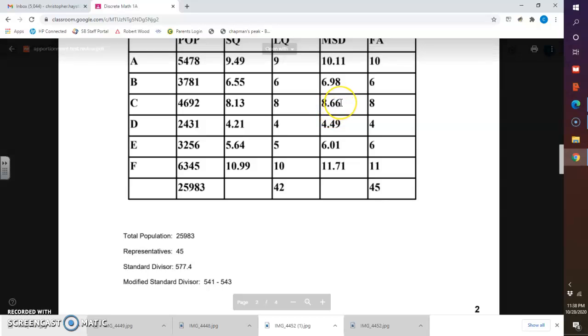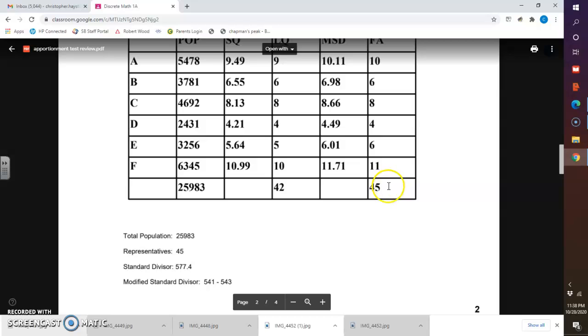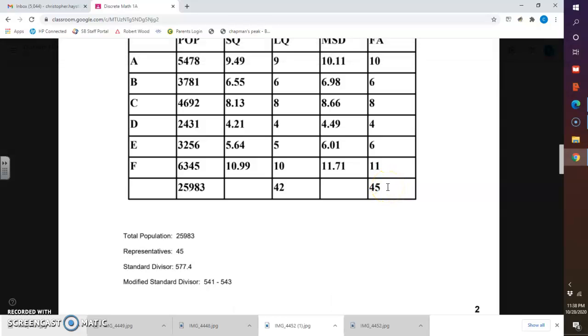8.13 and 8.66 have the same lower quota of 8. 4.21 and 4.49 have the same lower quota of 4. 5.64 goes to 6.01. The new lower quota is 6. 10.99 goes to 11.71. The new lower quota is 11. And this final column adds up to 45.